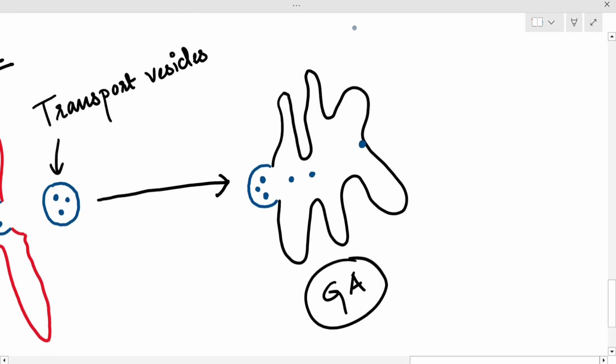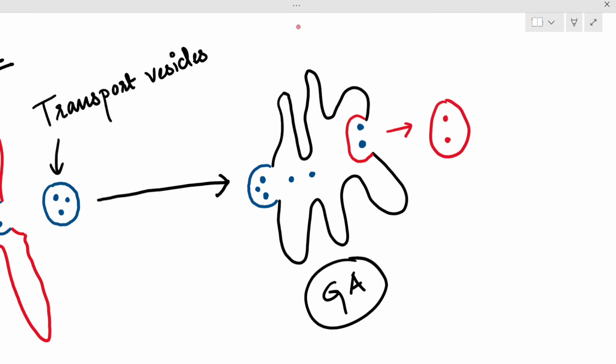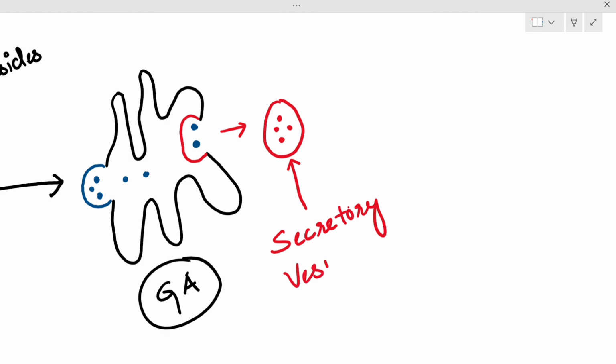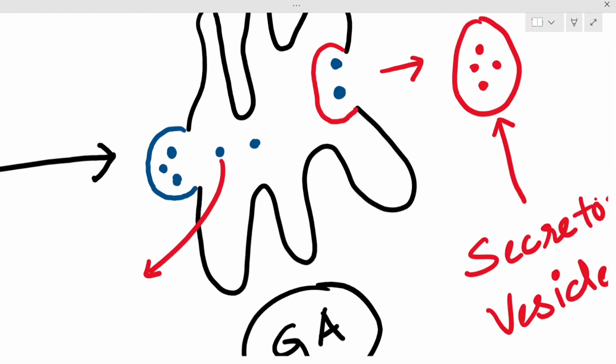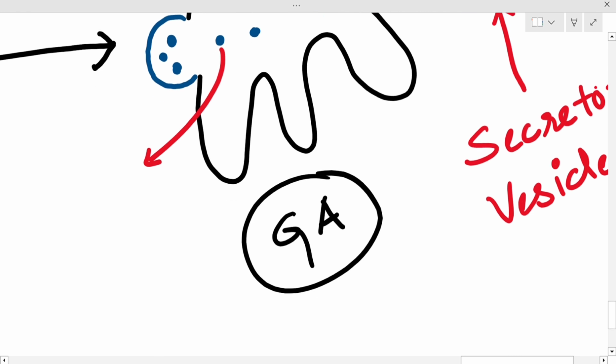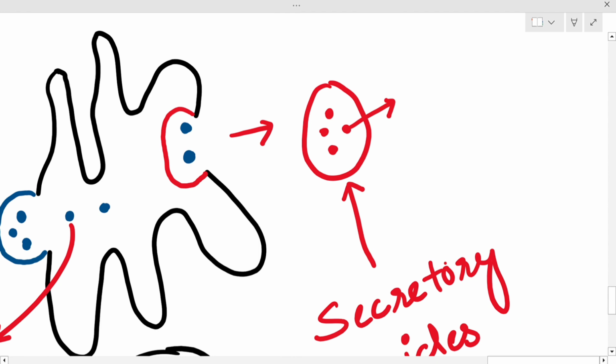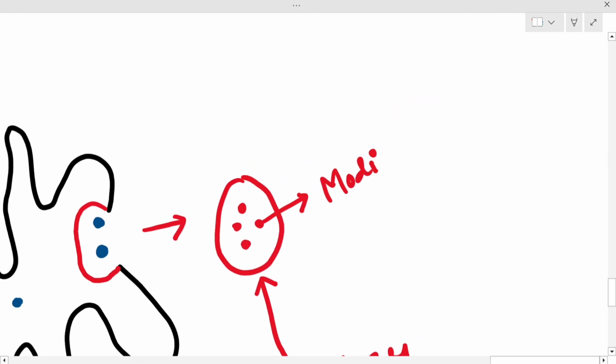And after that, what happens? It gets fused with the outer membrane, and here another type of vesicle is formed, and this vesicle is named secretory vesicles. When this protein enters the Golgi apparatus, it gets modified, and the proteins present in the secretory vesicles are the modified proteins.